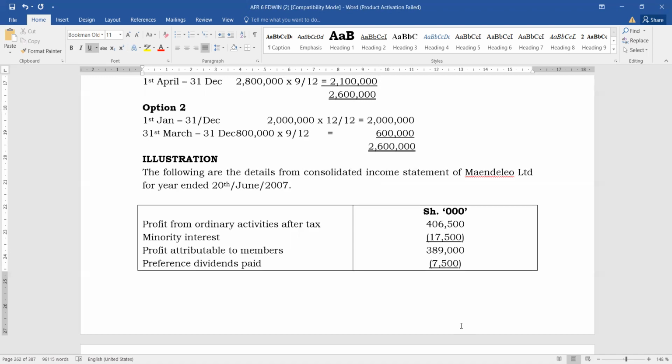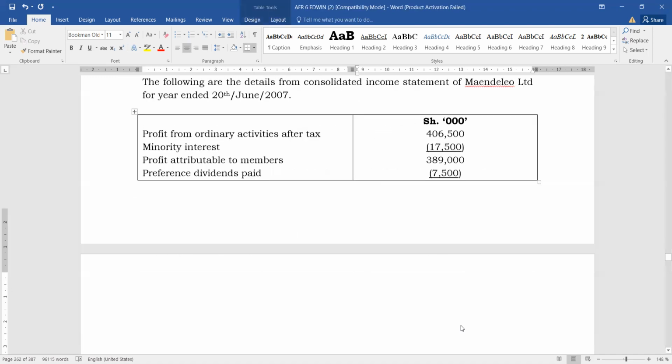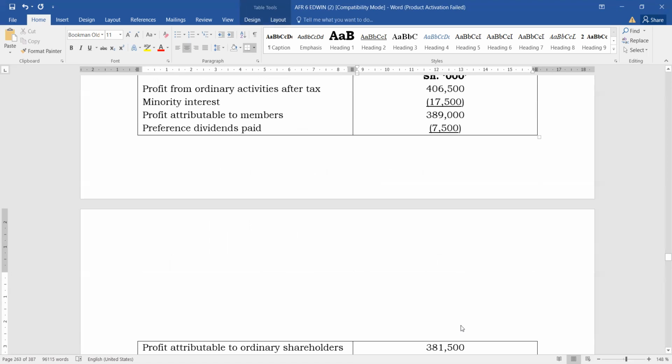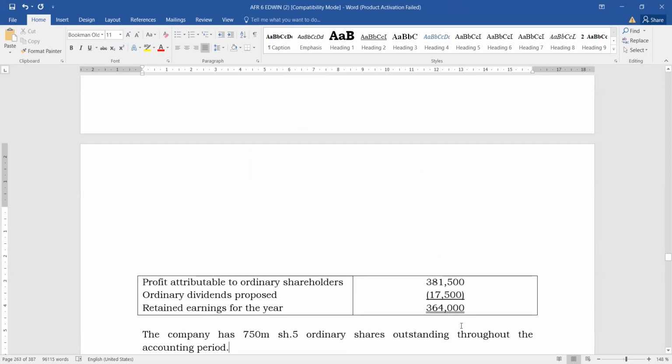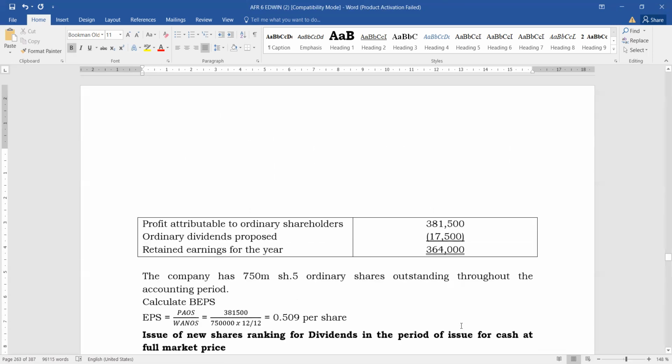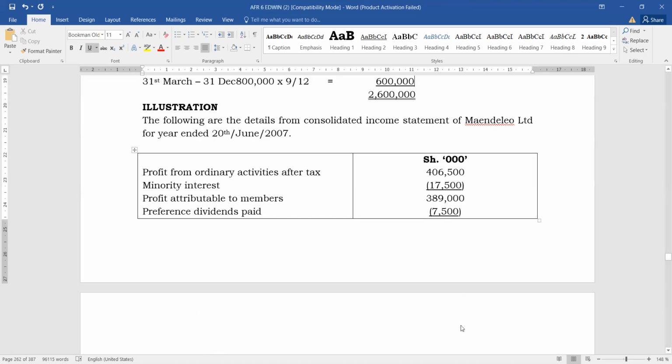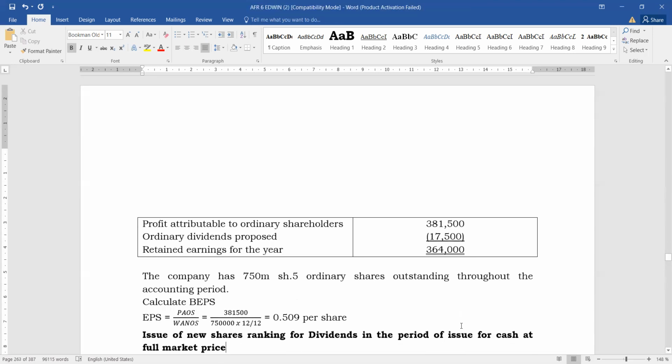So we have profit from ordinary activities after tax, minority interest, profit attributable to members. That is after you have subtracted minority interest. Then they even went ahead to subtract preference dividends. They got 381,500. Then we have an ordinary dividend proposed of 17,500. Then the company has 750 million shillings 5 ordinary shares outstanding throughout the accounting period. So I've provided the answer there.